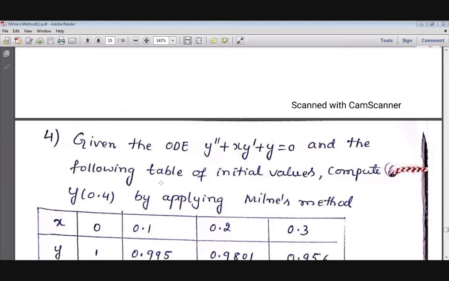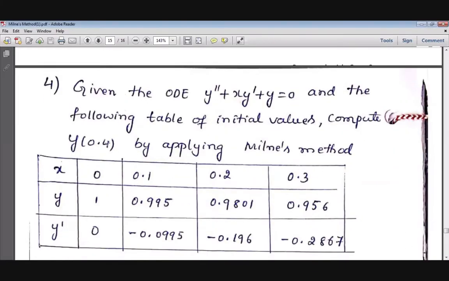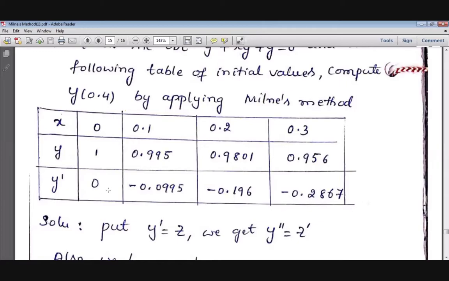Given the ODE y double dash plus xy dash plus y equal to 0 and the following table of initial values, compute y of 0.4 by applying Milne's method. What are the given data? x equal to 0, y equal to 1, y dash equal to 0. When x equal to 0.1, y equal to 0.995, y dash equal to minus 0.0995. Then x equal to 0.2, y equal to 0.9801, y dash equal to minus 0.196. This is the given data.